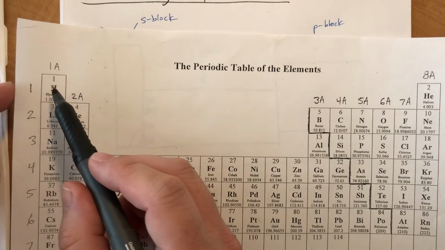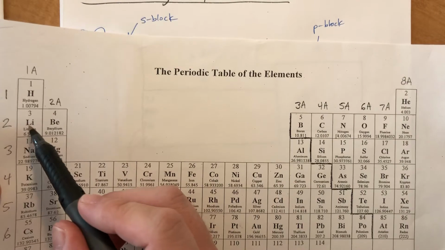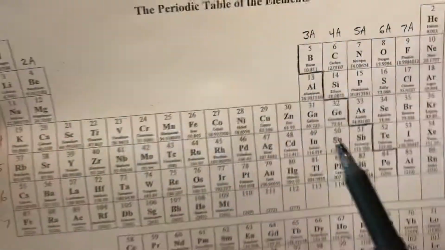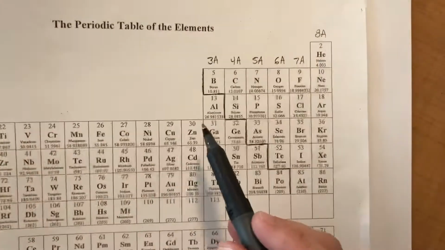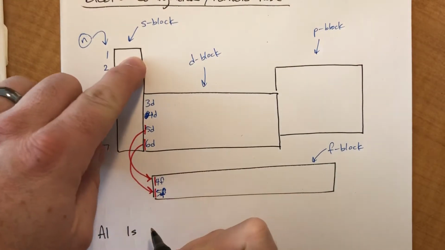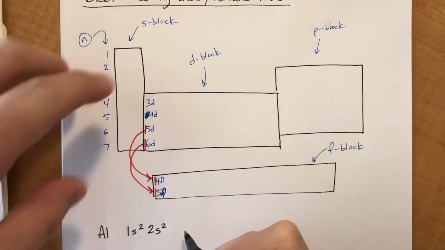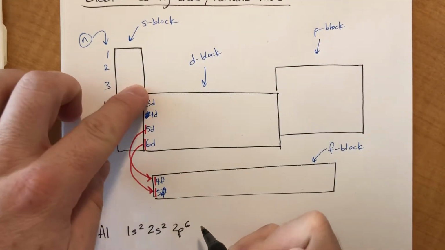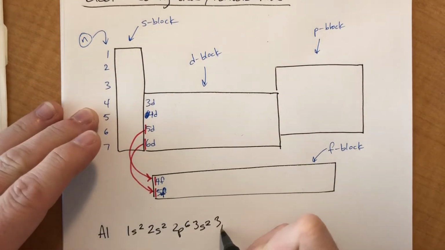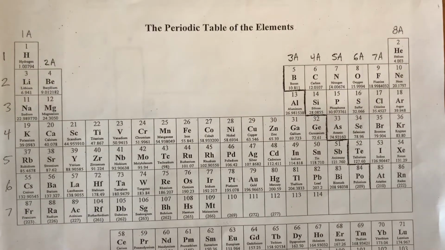So 1S, 1, 2. This move over there, so down to 2S, 1, 2. 2P, 1, 2, 3, 4, 5, 6. 3S, 1, 2. 3P, 1. Which is the answer we had last time. So 1S2, 2S2, 2P6, 3S2, and then it's the first one in that block, so 3P1. Okay, so you can actually just use the periodic table to do all of this.